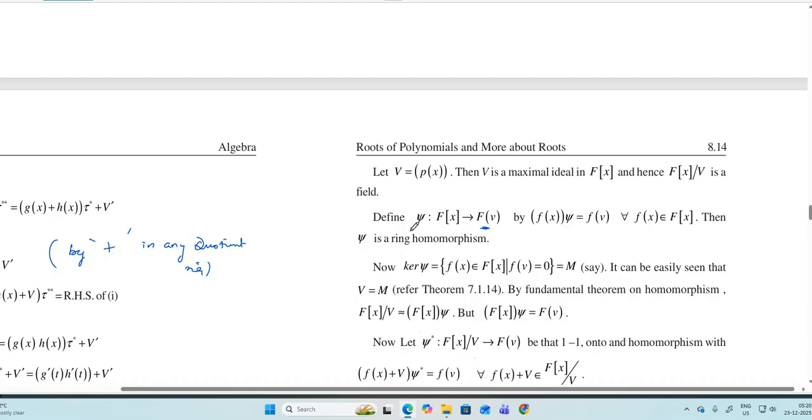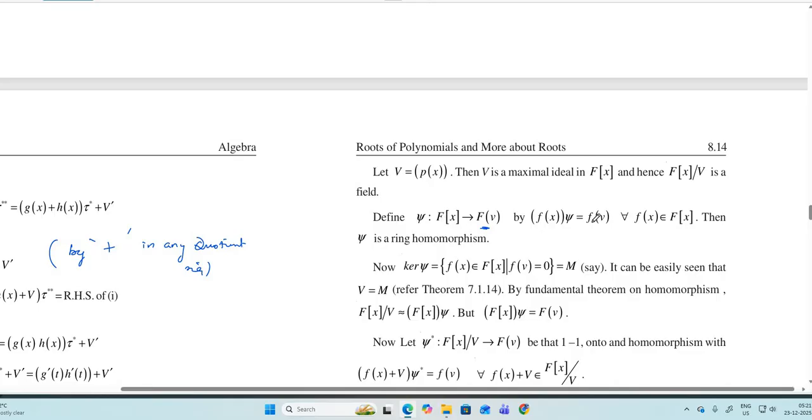Now define your mapping psi from F[x] to F(v). See, in Herstein, this is written with square bracket, and this is written with ordinary parenthesis. In some of the books they use the same notation for both the collection of polynomials and the extension field. But as far as Herstein is concerned, he distinguishes between this and that. So this is with ordinary parenthesis, this is with square bracket.